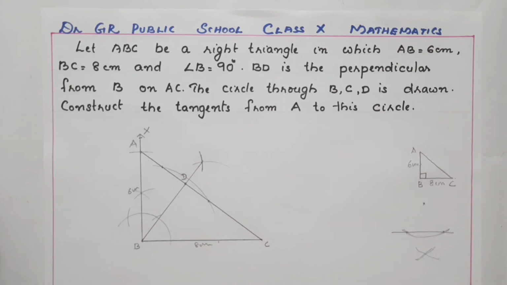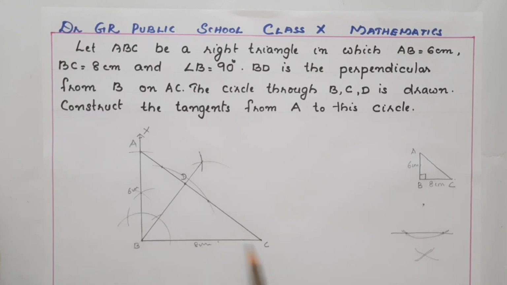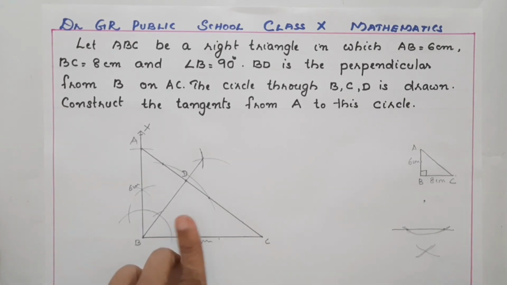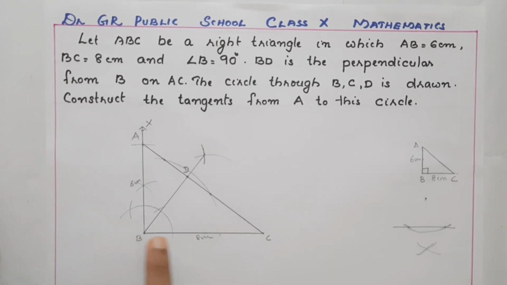For that, if we want to draw a circle which passes through B and C, the center should be in the middle of this BC. So we have to find out the midpoint of BC. If our construction is correct, it will surely pass through the point D also. Okay, let's try. First we need the center of the new circle. For that we have to draw the perpendicular bisector of BC.